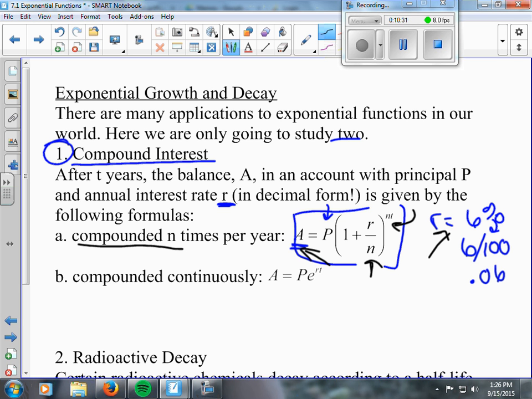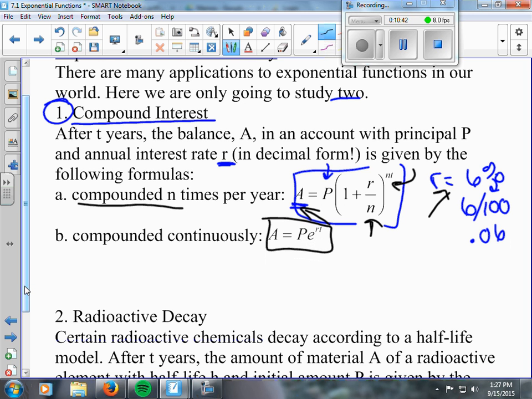Compounded continuously means that it's calculated instantaneously. The amount of interest that you are due is instantaneously put into your account. And that follows this different formula, which is A equals P e to the r t.